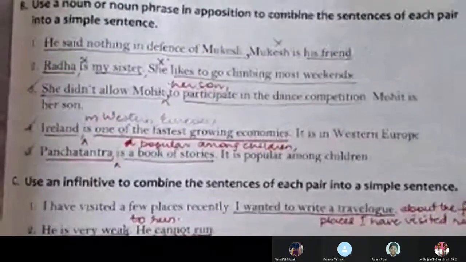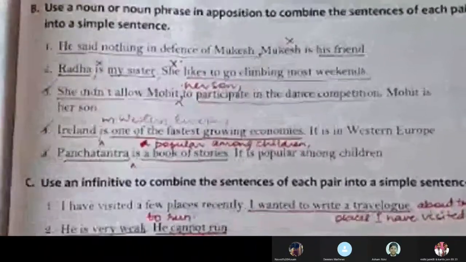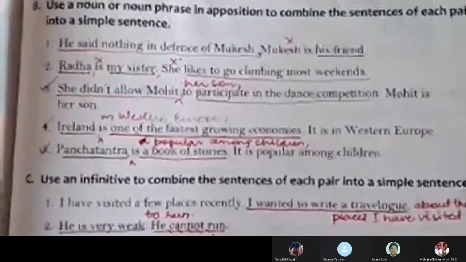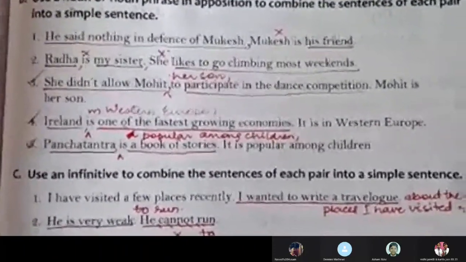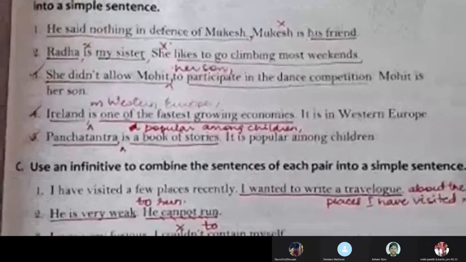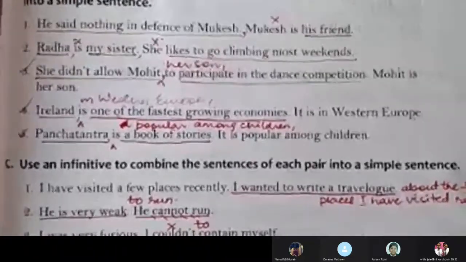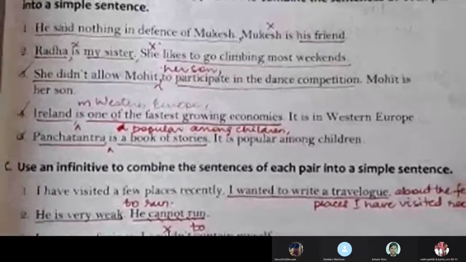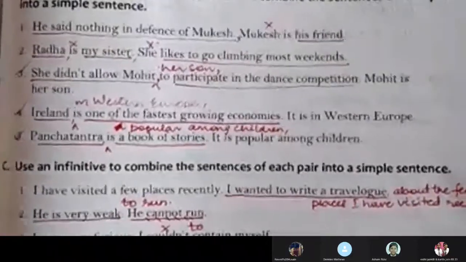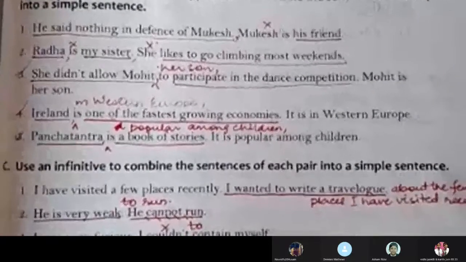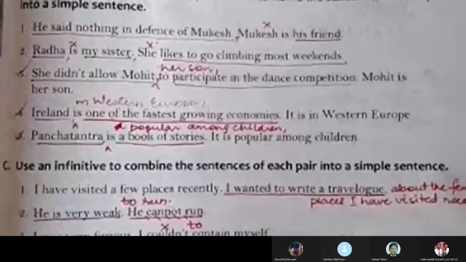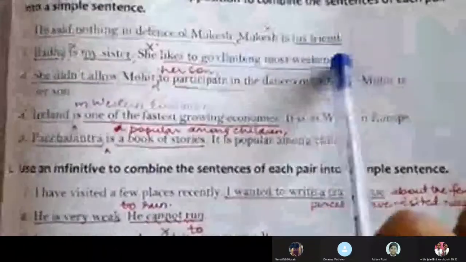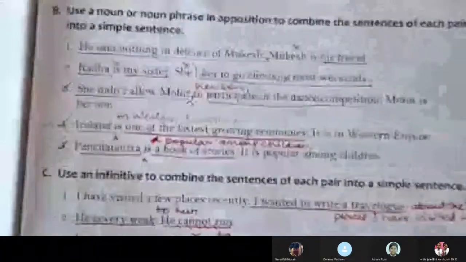Come to B exercise. Use a noun or noun phrase in apposition to combine the sentences of each pair into a simple sentence. First one: He said nothing in defense of Mukesh. Mukesh is his friend. Now answer: He said nothing in defense of Mukesh, his friend. Mukesh, his friend, is a noun phrase.